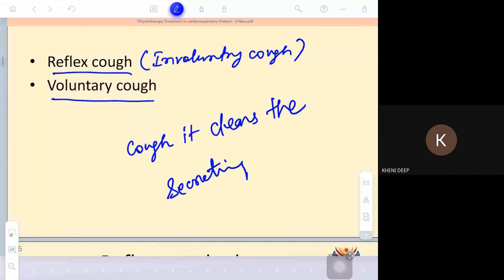So what is reflex cough? Reflex cough is involuntary, meaning he is not performing it by himself. He is not performing it voluntarily. That is the meaning of involuntary cough. So what is the indication of reflex cough? When the patient cannot cough by himself, or cannot clear the secretions by himself, then involuntary cough is indicated.